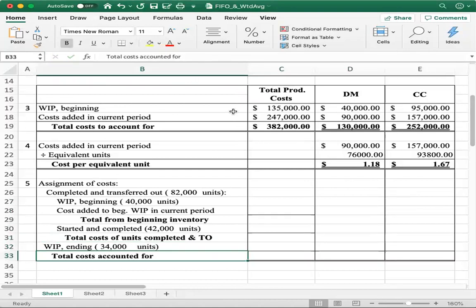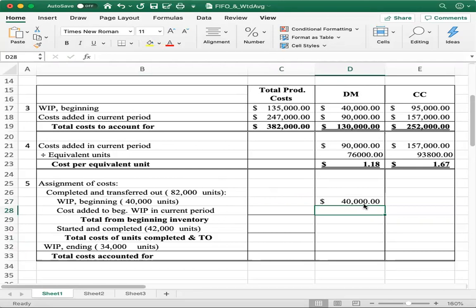Now we can start filling out the information here, starting with the beginning work in process, in which we have 40,000 units. Now the 40,000 unit cost we already incurred in the prior period. So the beginning work in process cost for direct material during the prior period was 40,000.